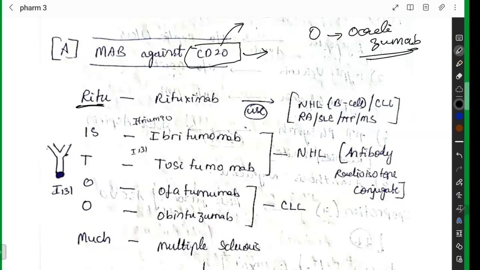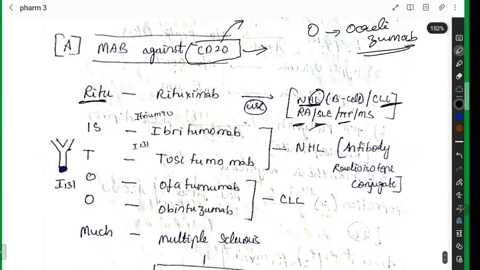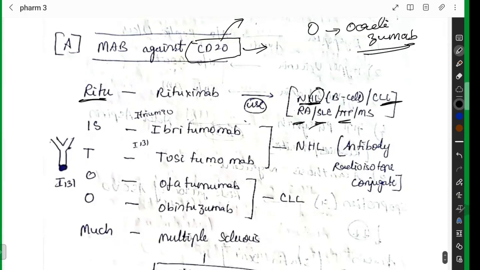I discussed this in hematology. So it is going to be a B cell, right? So you're going to act against your lymphocytes. That is why this is going to be against non-Hodgkin lymphomas, chronic lymphocytic leukemia, CLL, and it is also going to have a use in rheumatoid arthritis, SLE, thrombotic thrombocytopenic purpura, and multiple sclerosis.